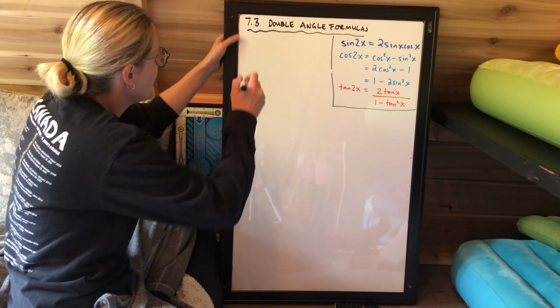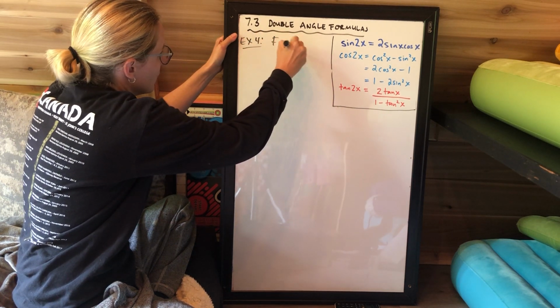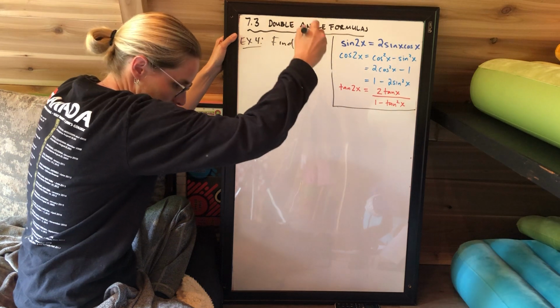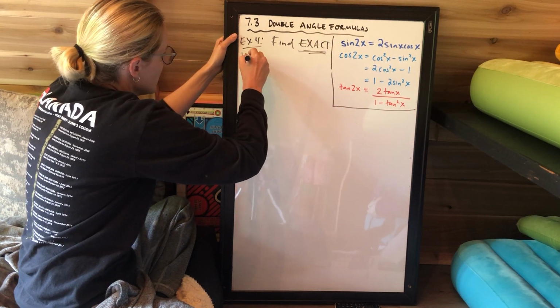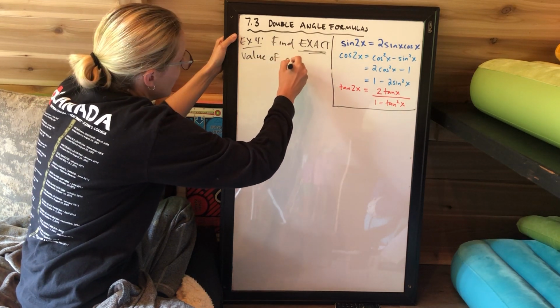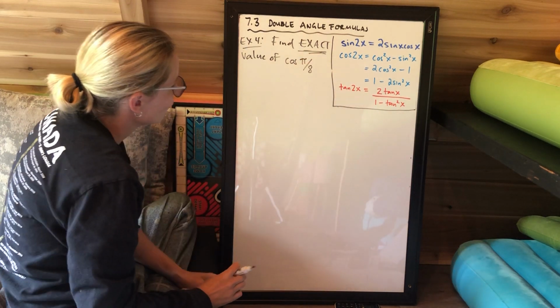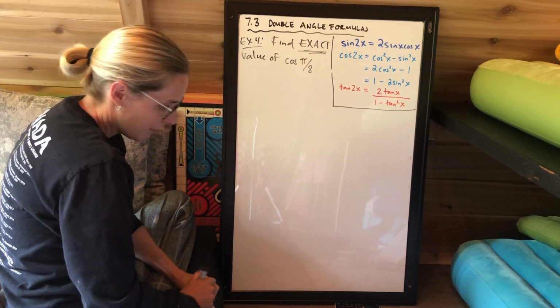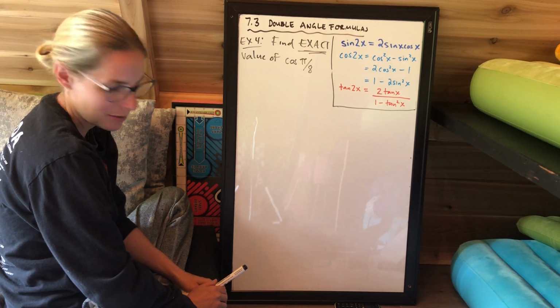Find the exact value, and this is bringing back, every time you see exact, think special triangles. Exact value of cosine pi by 8. Ooh, pi by 8. Okay, pi by 8 is something we don't know anything about.